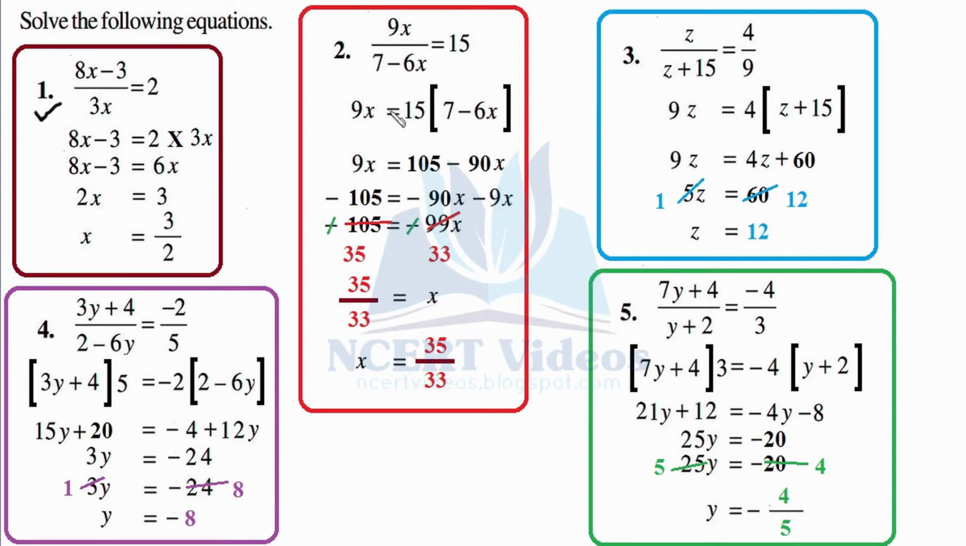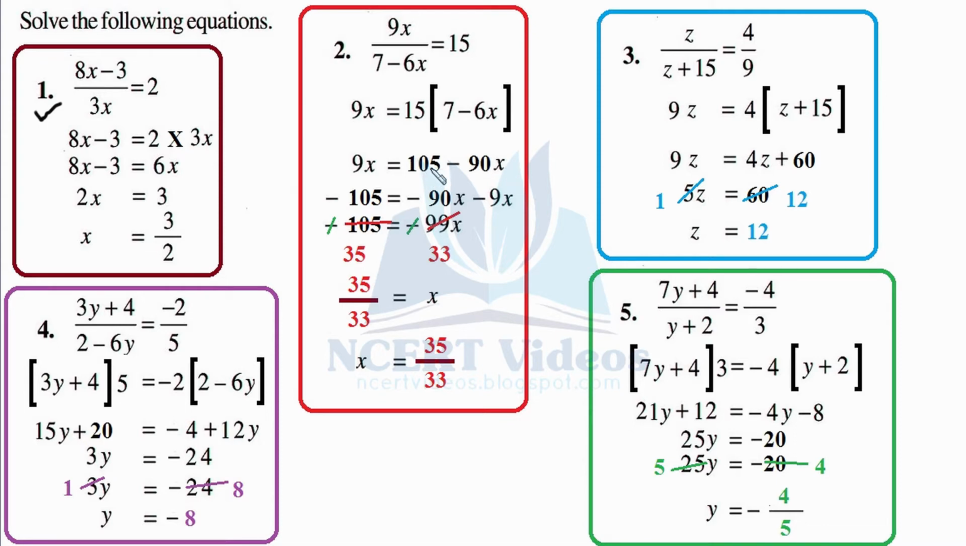So 9x equal to as it is. 15 into 7 is 105. If you forget tables, you can multiply it here itself. 7 5s are 35, so 5 came. 3 is carried forward. 7 into 1 is 7 plus 3 is 10. Minus as it is, 15 times 6 is 90, followed with x.